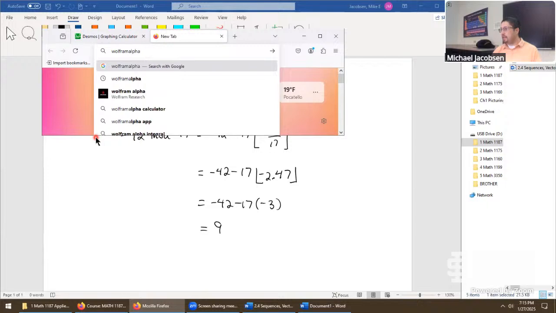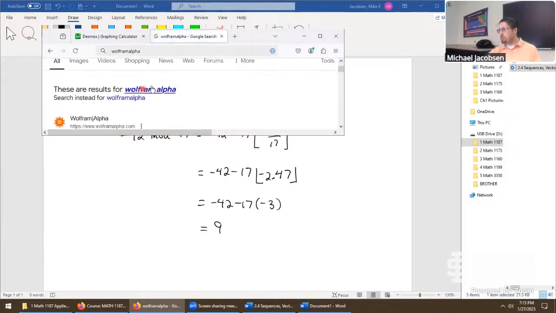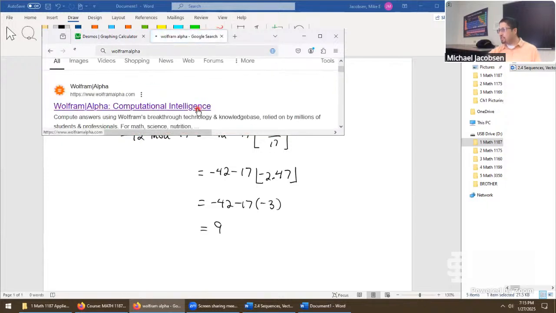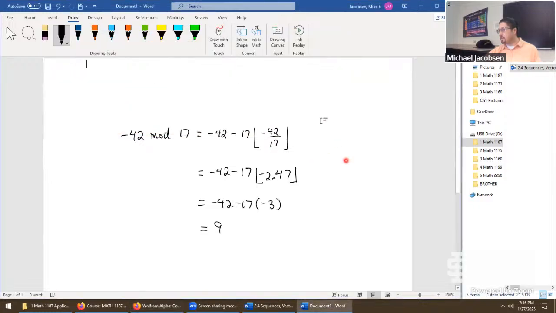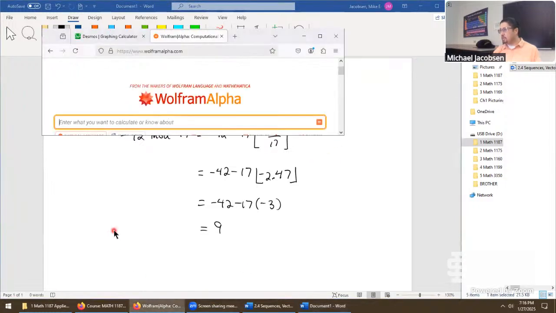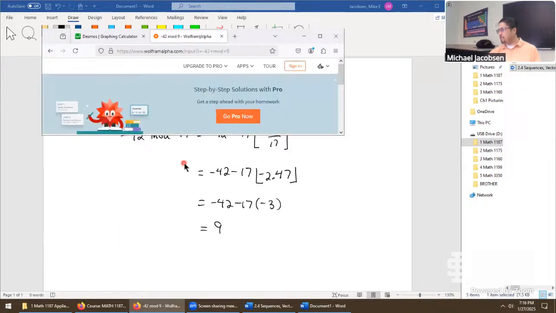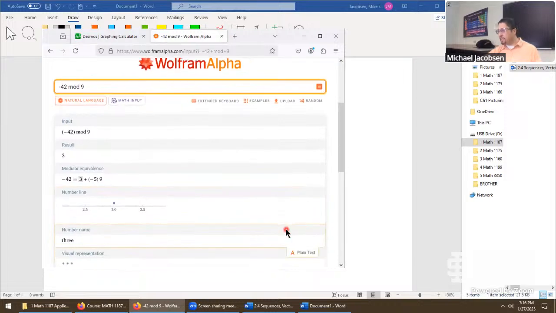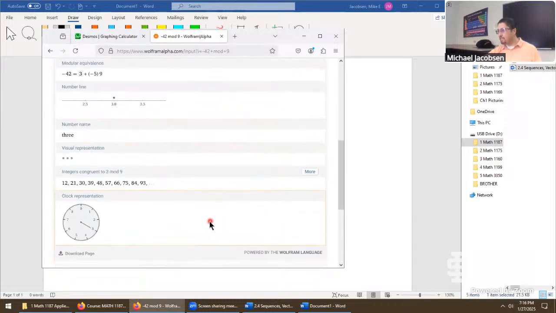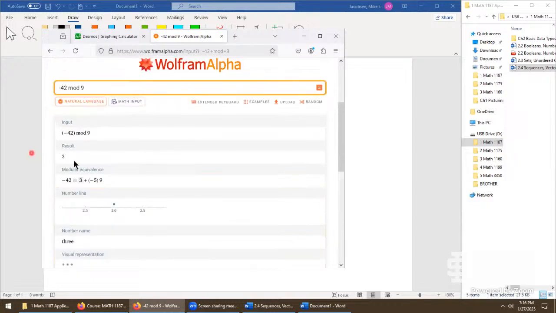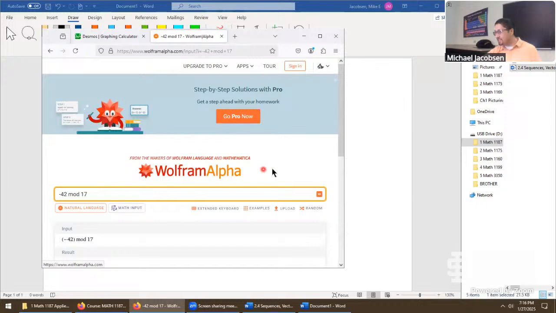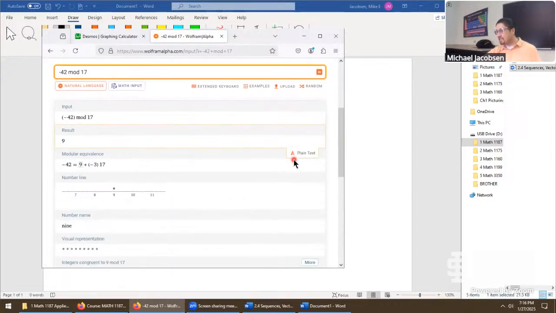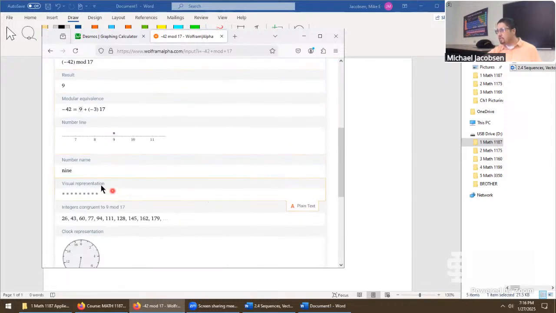Let me try another one. Wolfram Alpha. This one's usually pretty good for a wider selection of functions. Let's go negative 42 mod 9. They say a result of 3. Weird. Oh, it's supposed to be mod 17 instead of mod 9. Yeah, 9 was the answer. Mod 17, let's see what they got on that. Yeah, they're going with the 9 on this one.